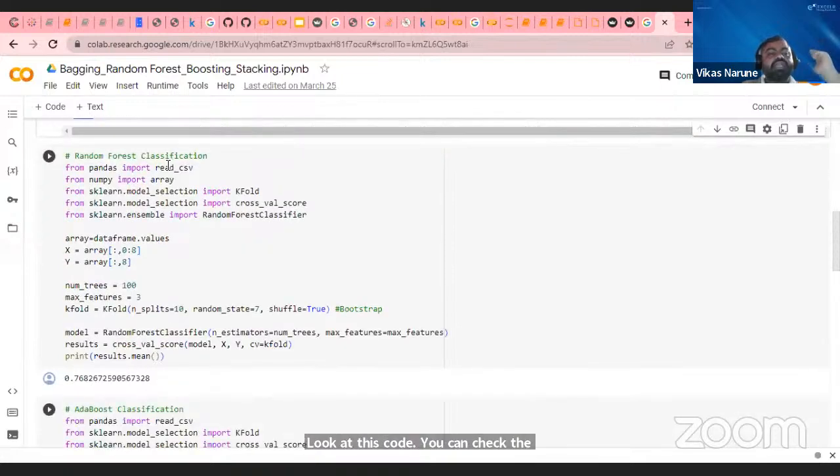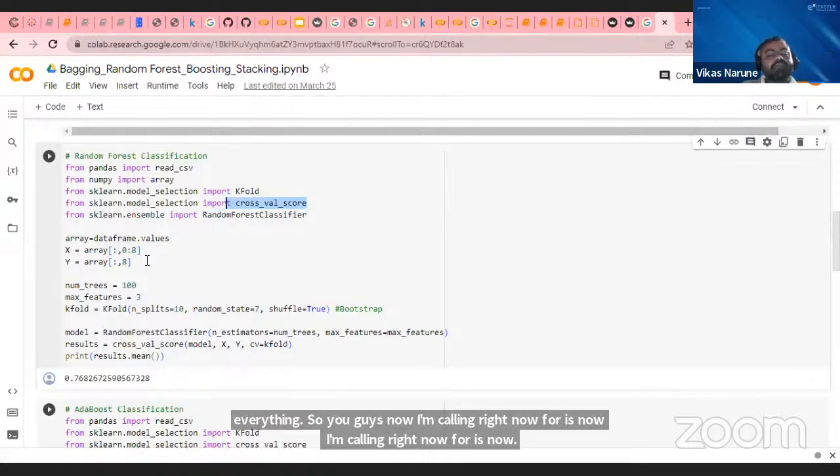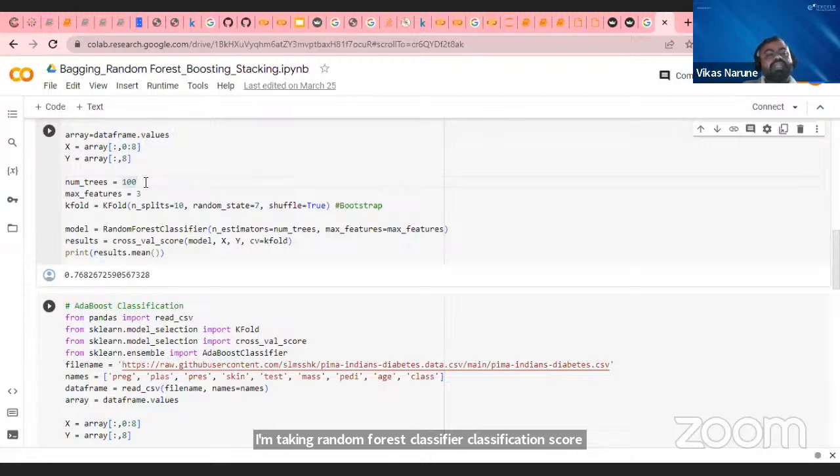See, guys, now I'm calling random forest. I'm taking the random forest classifier, cross validation score only, sampling technique, and splitting my X and Y, guys. Max feature, I'm taking 3. Number of trees also 100, I'm taking 100. And split also, I'm taking 10 split.